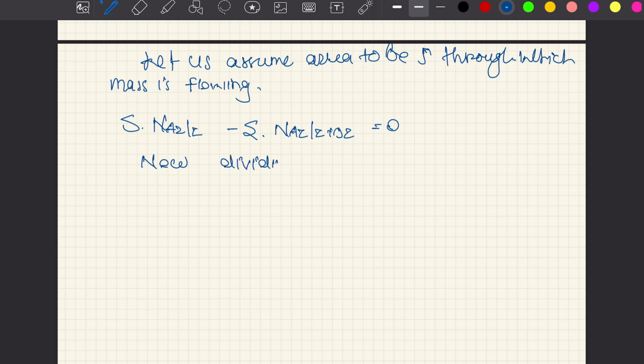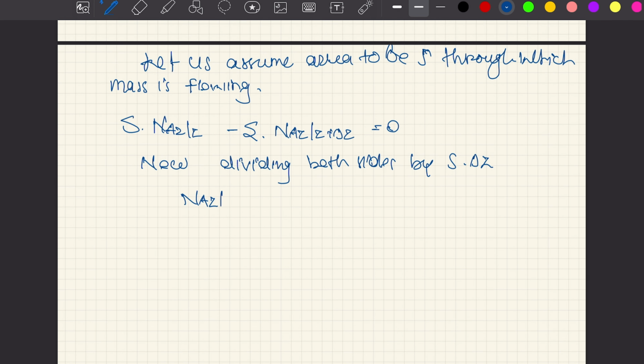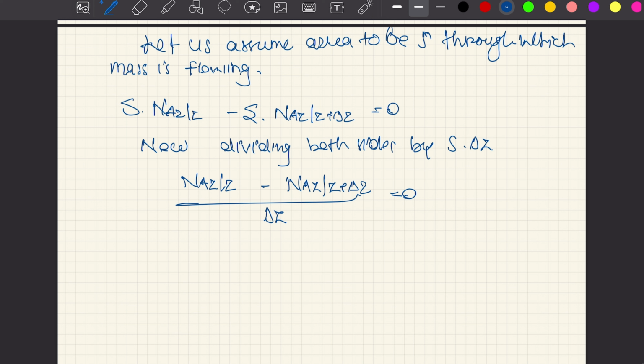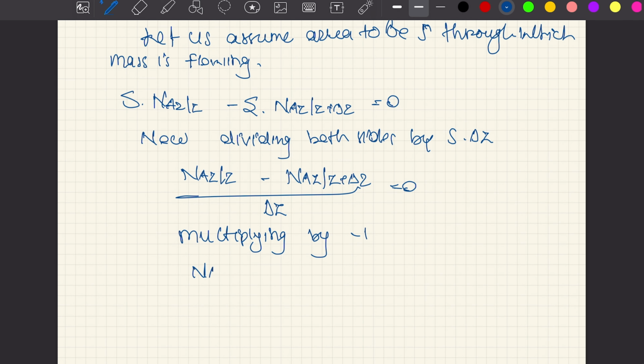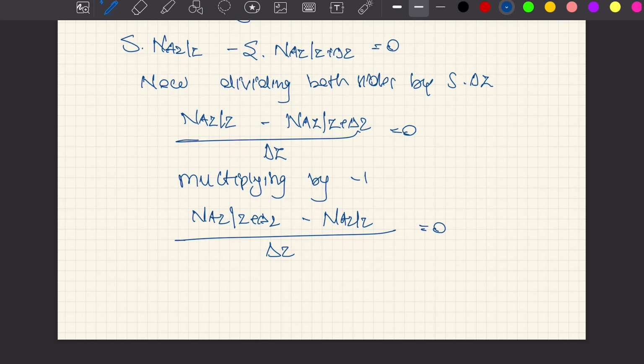Now dividing both sides by S into delta Z, it would be N_AZ at Z minus N_AZ at Z plus delta Z, upon delta Z, is equal to 0. Multiplying by minus 1, minus N_AZ at Z upon delta Z equals to 0.